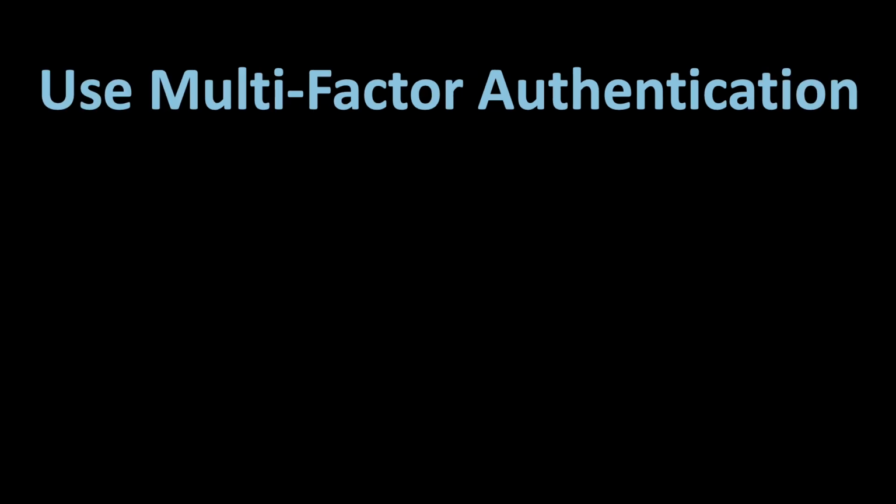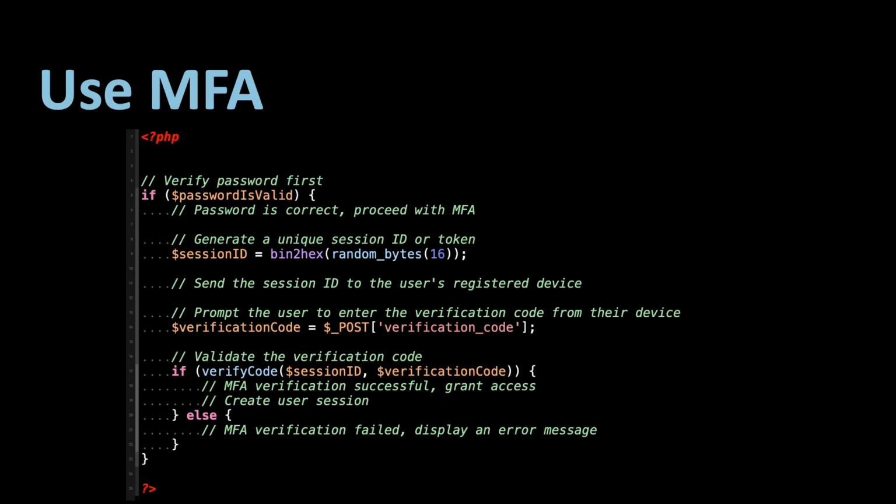Finally, consider implementing Multi-Factor Authentication or MFA to add an extra layer of security. MFA combines something the user knows, like a password, with something they possess, like a security token. And it could also be like a biometric factor, but we'll now discuss the possession aspect of authentication. And I will show you 2 variants of MFA.